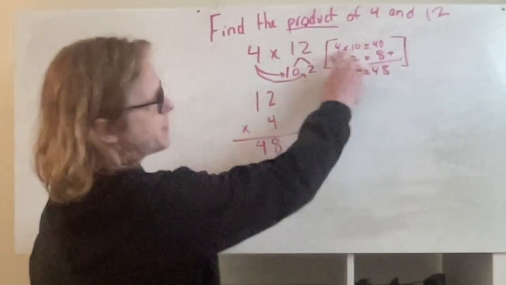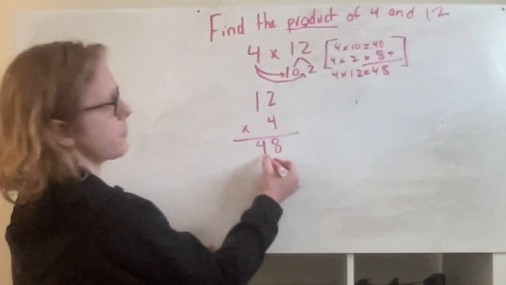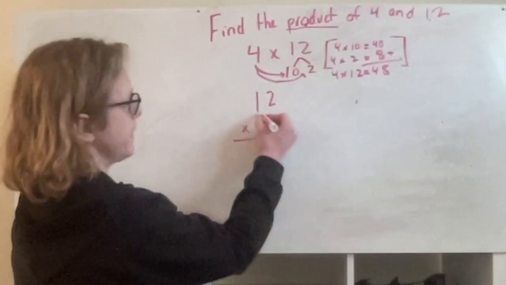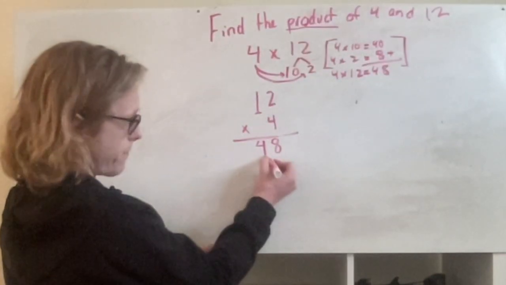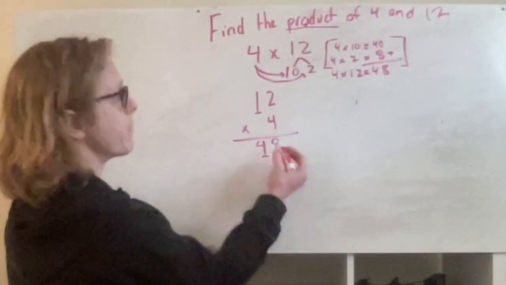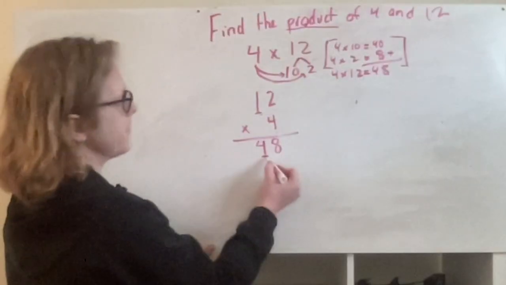And what about the 4 times 10? I didn't say 4 times 10, right? I said 4 times 1 is 4. But this really represents 10. And in our answer, this isn't a 4, this is a 40, right? So what we really did was 4 times 10 gives me 40.